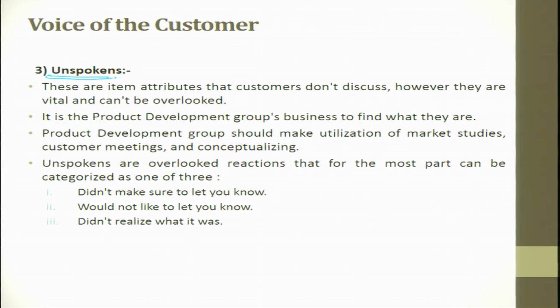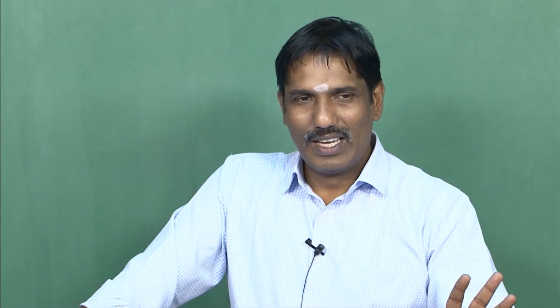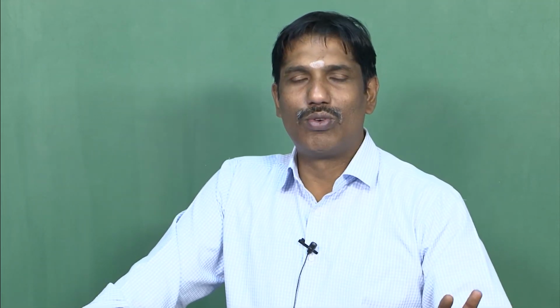You have unspoken. These are item attributes that customers don't discuss. For example, I go to a hotel and I expect the receptionist to be smiling, and I expect to get my job of registering a room done within 1 minute. So, I expect, but I don't spell it out, right. So, many times your unspoken becomes very important. That is a time an expert understands from indirect questions what are the unspoken things which a customer expects.